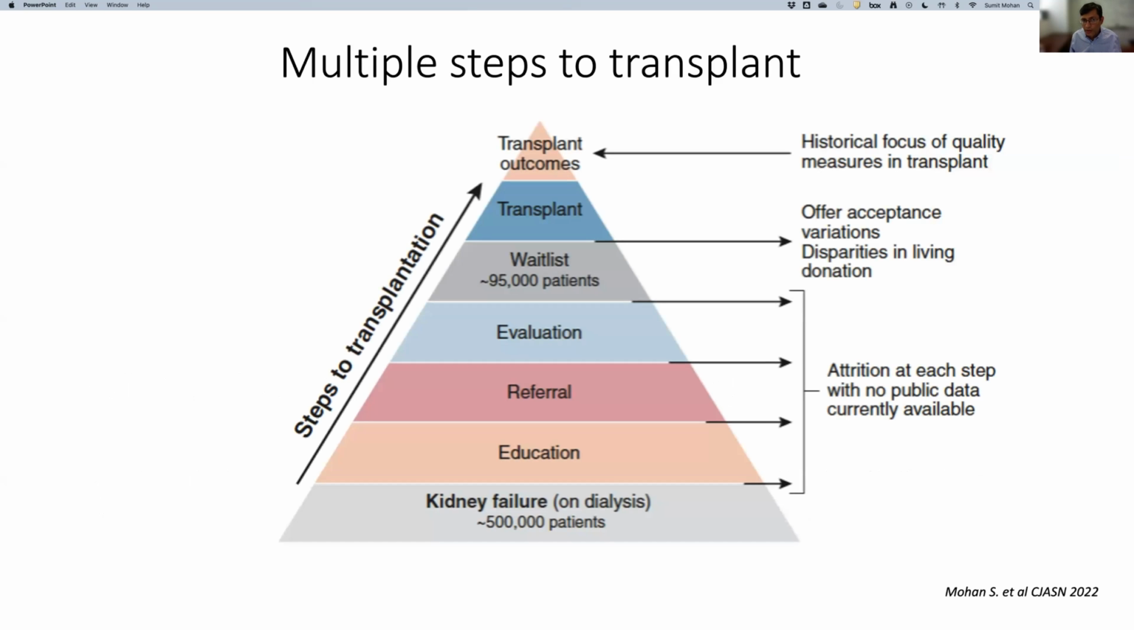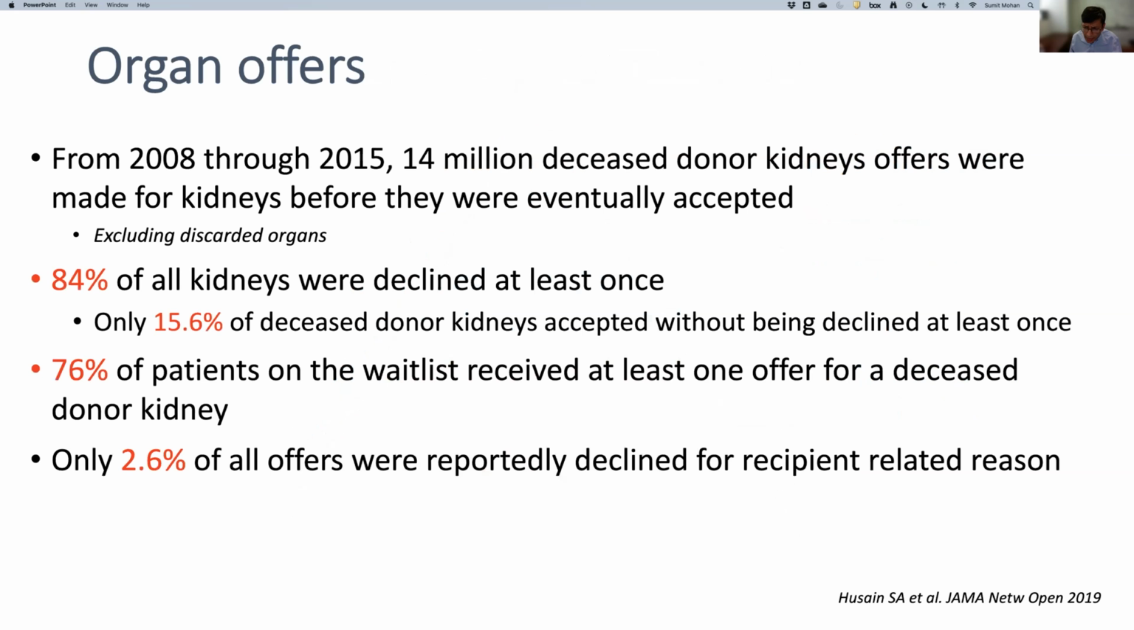Now, we also know transplantation is a multi-step process with a lot of attrition between starting from dialysis, getting to the wait list. But like I said, the entire focus has been on quality measures post-transplant. There is no attention being paid to offer acceptance variations, to disparities in living donation, or what the attrition rate is as people try to make it onto the wait list. Why is it that we have 500,000 people on dialysis and less than 100,000 of these individuals have made it onto the wait list? What's happening to the other 400,000 people on dialysis, right? Well, and how does that play into our current discard problem?